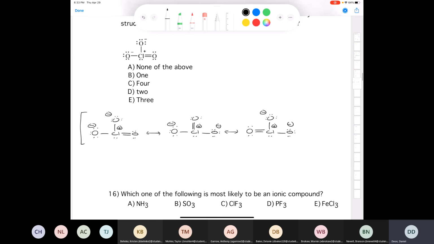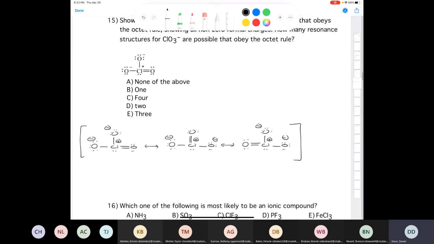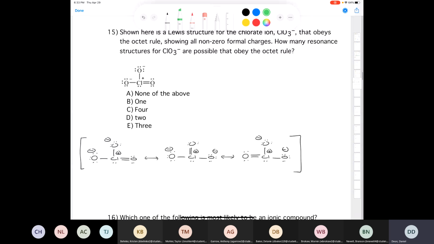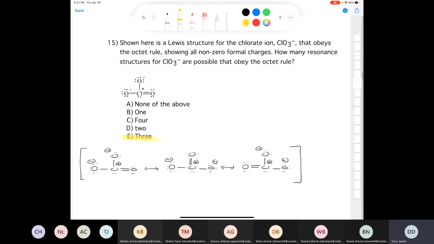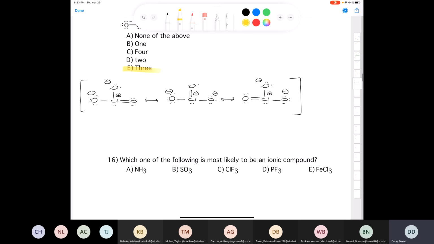Those are the three possible resonance structures for the chlorate ion. So we have a total of 3 resonance structures for the chlorate ion that all obey the octet rule. Are there other structures you could draw that don't obey the octet rule? Sure. That's not what we're asked to do.